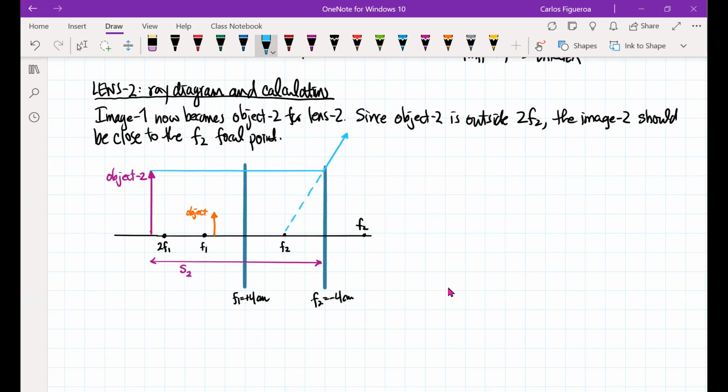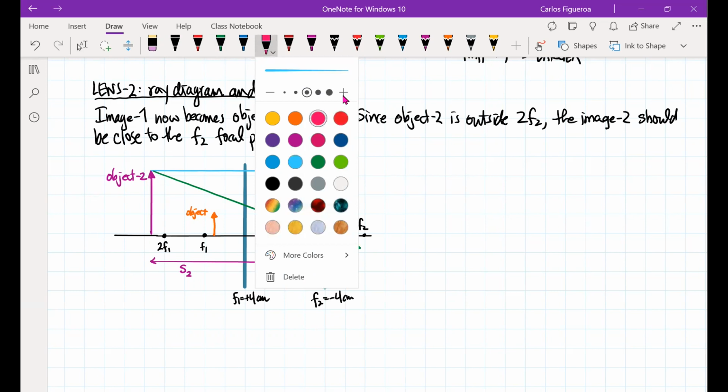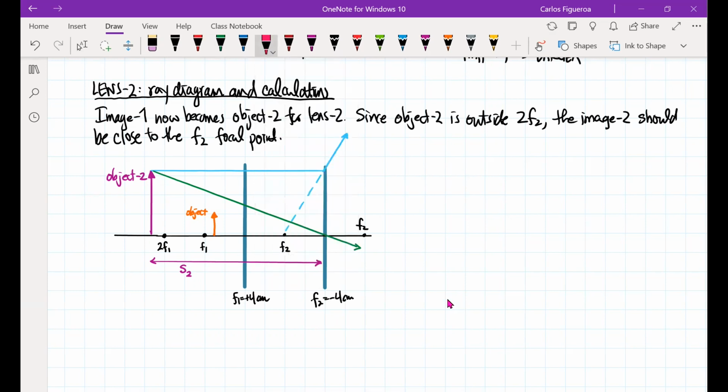The other ray that we should be looking at has to go through the center of the lens. So if I follow this ray, it looks like this. Where those rays cross tells us what image I'm seeing here. So you can see that this is the image here. This is our final image, and this will be S2 prime.